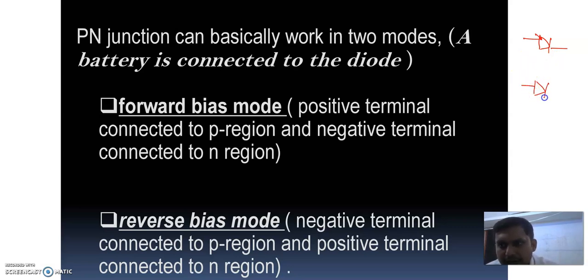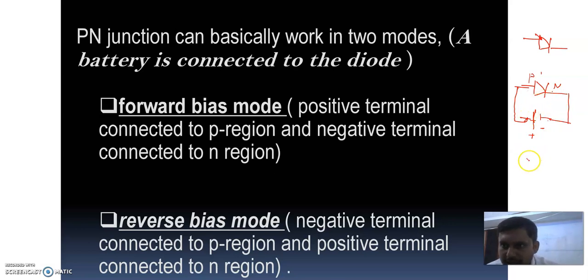If we apply voltage across the diode, this is the symbol of the diode, and this is the battery. This is the P terminal, this is the N terminal, this is the positive terminal of the battery and this is the negative terminal. So if we connect the positive terminal of the battery to the P-type semiconductor and the negative terminal of the battery to the N-type semiconductor, then that connection is called the forward bias condition.